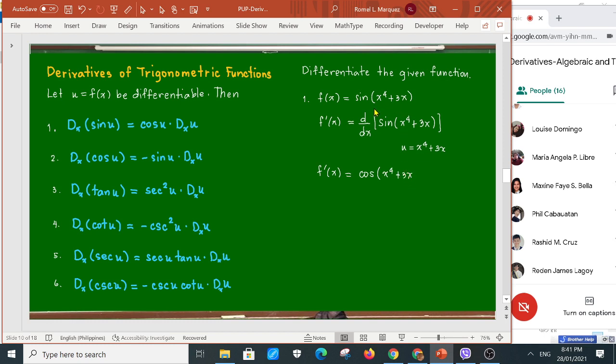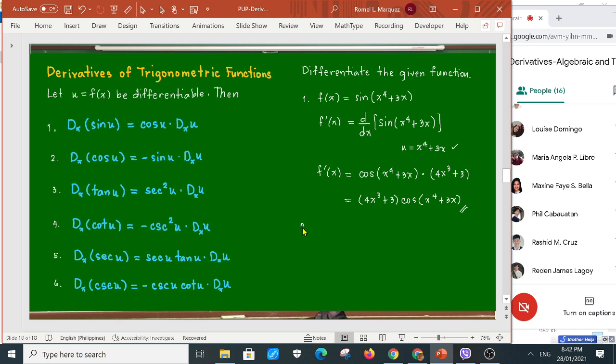Whatever the argument in the given, you just copy that. It's a package, you can't have cosine alone without an angle. Times the derivative of u. What is the derivative of u? 4x cubed plus 3. To make it look nicer, we write it in front. So, 4x cubed plus 3 times cosine of x to the fourth plus 3x. That's the derivative.